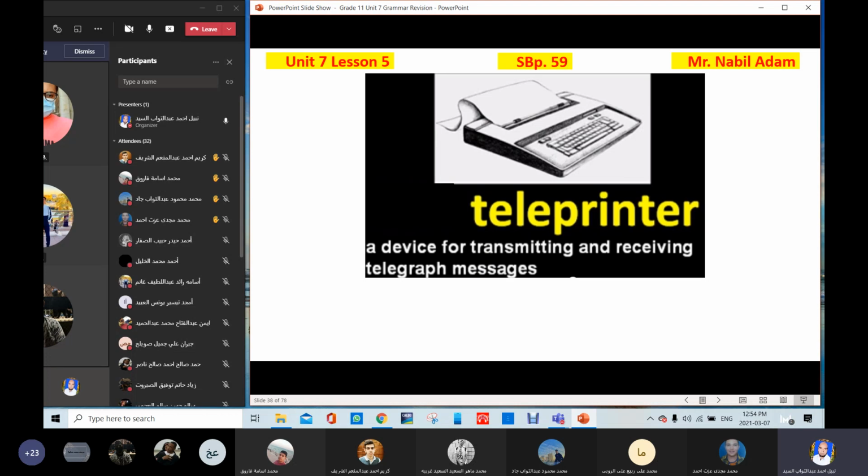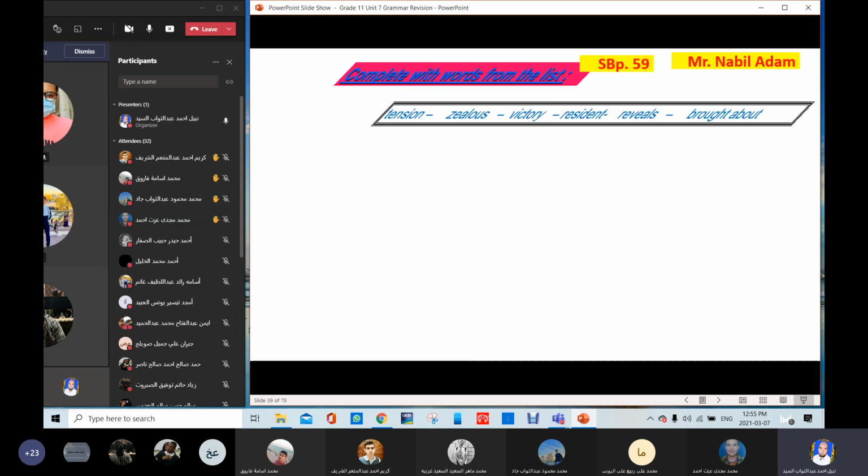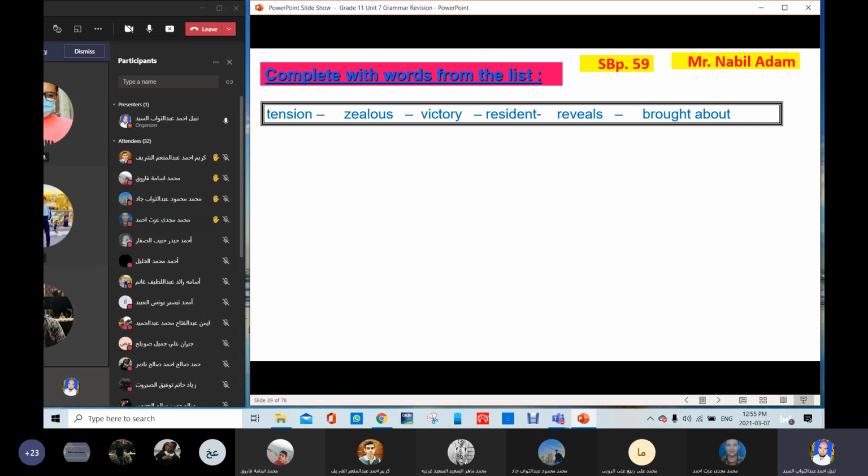So teleprinter sends and receives what? Telegraph messages, along a device called teleprinter. So teleprinter is like a fax, but a small one. A device for transmitting and receiving telegraph messages. Teleprinters are still used in retail applications where receipts are necessary. So if you are going shopping in the supermarket or in a shop, after paying some money, you get a receipt from the teleprinter. So we started bring about, telecommunication and teleprinter. And these words we started last Thursday.